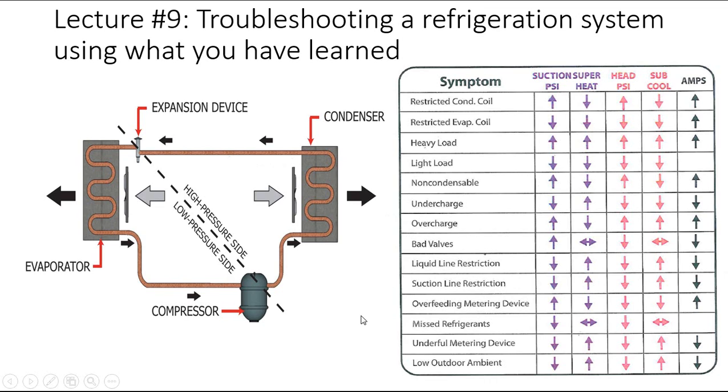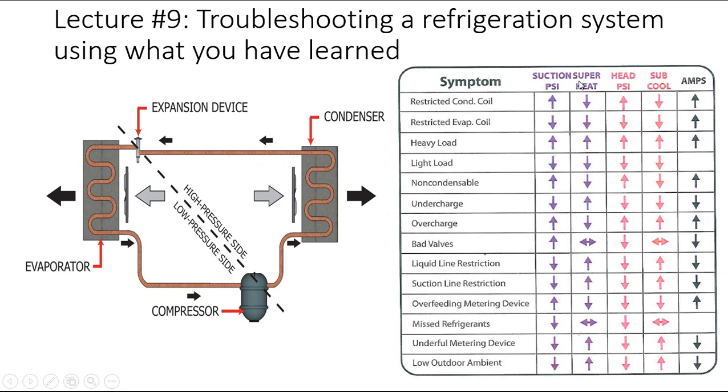As we've covered in the prior lectures, we've covered how to take all your readings, the basic components of the refrigeration system, how to determine what your superheat and subcooling is, and what tools you need to do that. So on the right-hand side here is a really nice, succinct chart that gives you some hints as to what may be going on in your refrigeration system. So again, it's a really great little tool here.